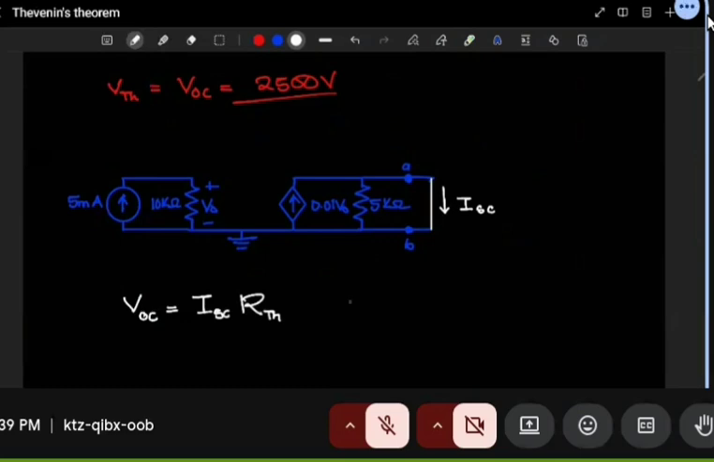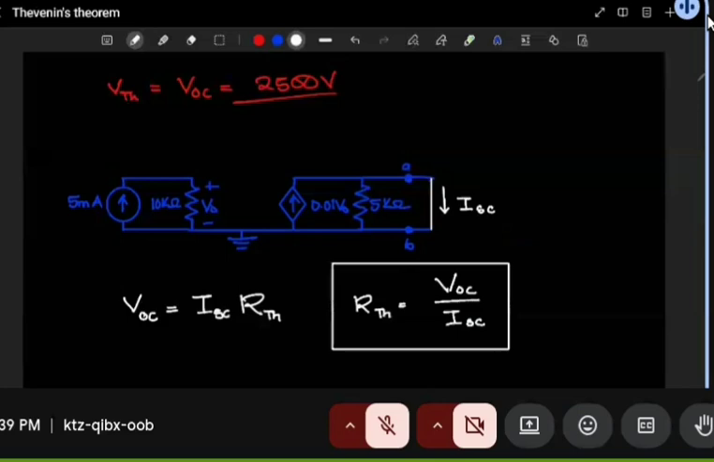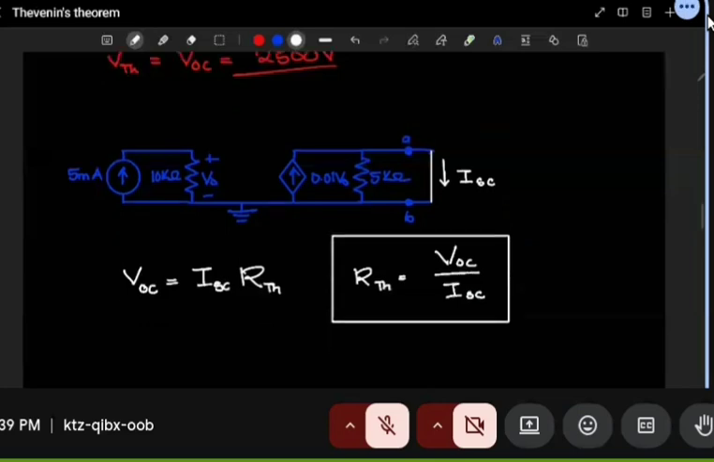So from here, since we already have V open circuit, we'll just divide this by the I short circuit. This will give us the resistance that would be associated with that line. So this is mostly what we'll be using in such a case.